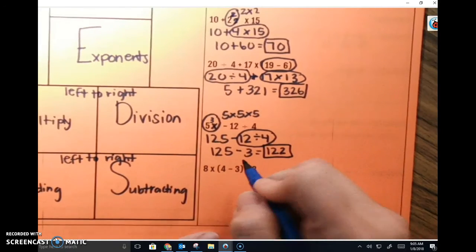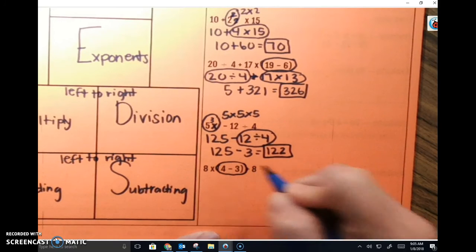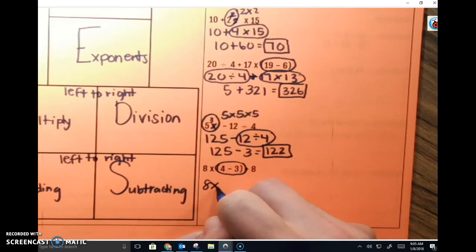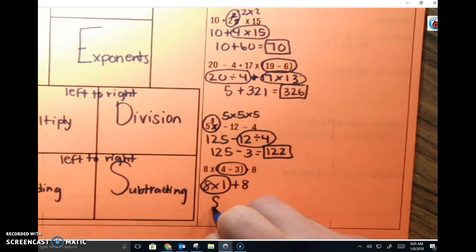Okay, and lastly on this page, we're going to do this one first. So we have 8 times 1 plus 8. We'll do multiplication and get 8 plus 8 equals 16.